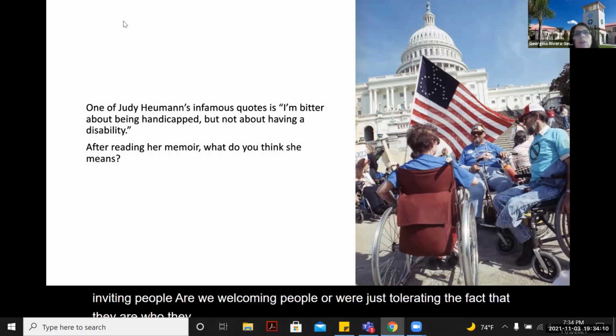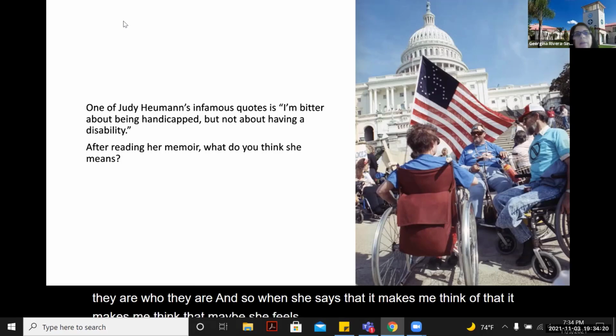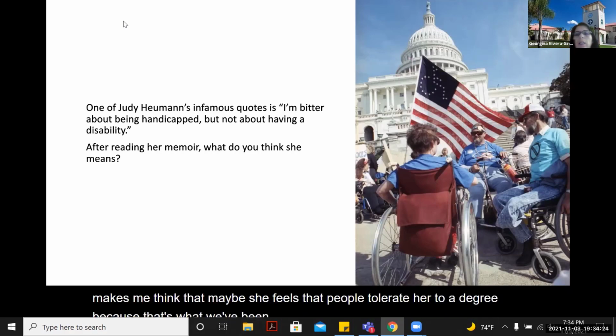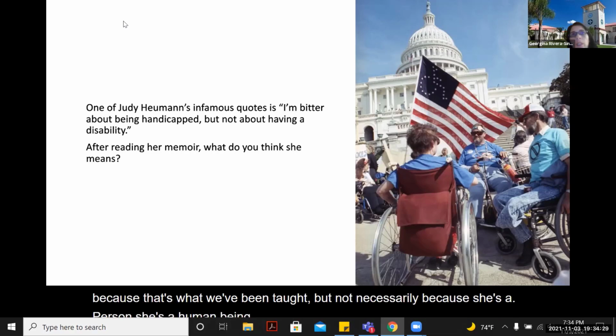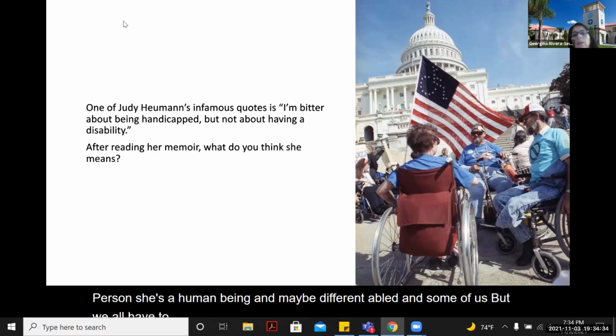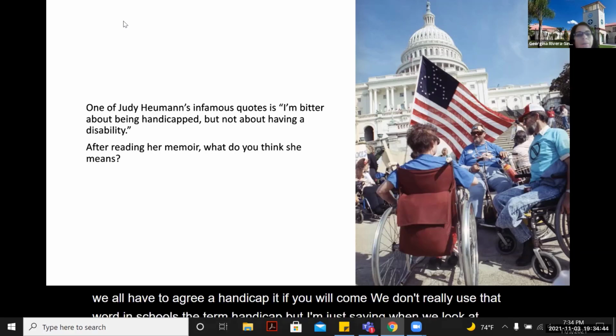And so, when she says that, it makes me think of that. It makes me think that maybe she feels that people tolerate her to a degree because that's what we've been taught, but not necessarily because she's a person. She's a human being and maybe differently abled than some of us, but we all have to a degree a handicap, if you will. We don't really use the term handicap in schools, but I'm just saying when we look at it from the perspective of her.